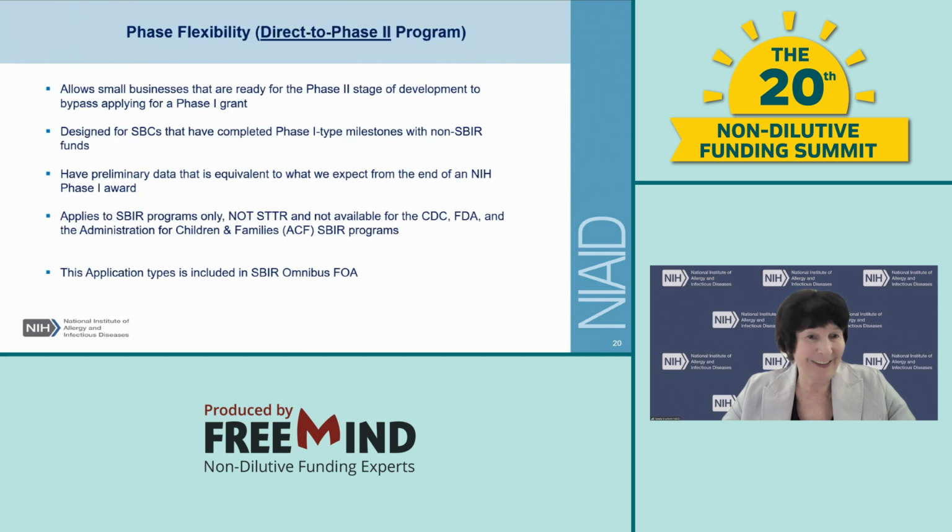And we also have the so-called direct to Phase 2. This is for applicants who generate data equivalent to Phase 1, but using non-SBIR money. They can actually apply directly to Phase 2. This mechanism is included in the parent omnibus solicitation. It's only SBIR, not STTR. And again, it is designed for applicants who already have preliminary data equivalent to Phase 1 of an NIH SBIR award.